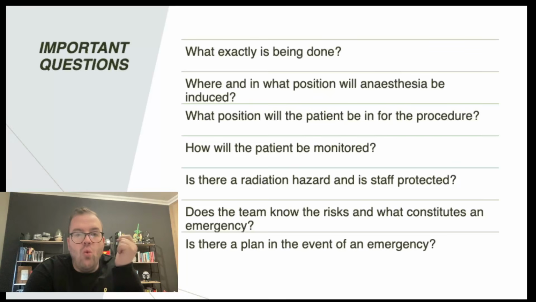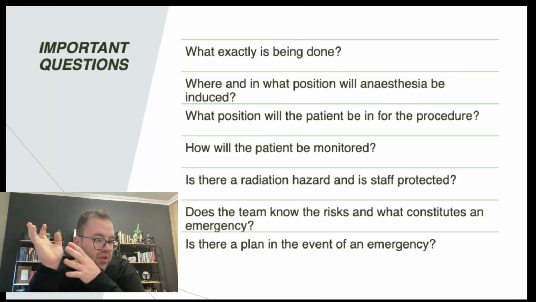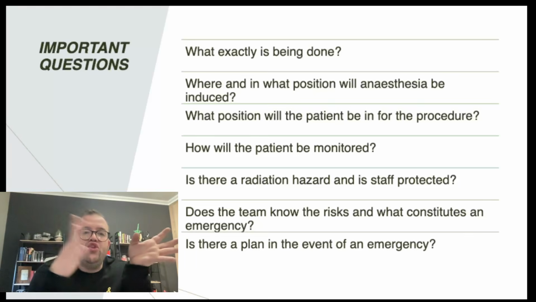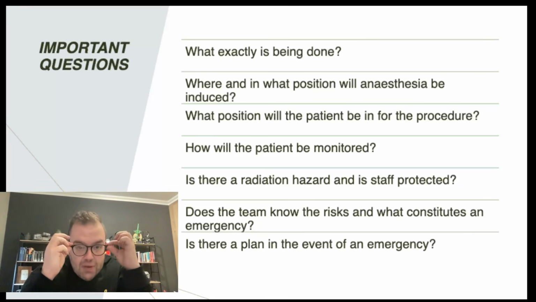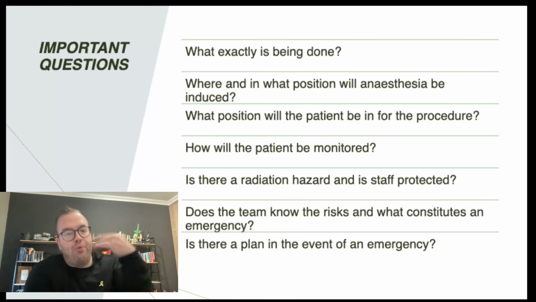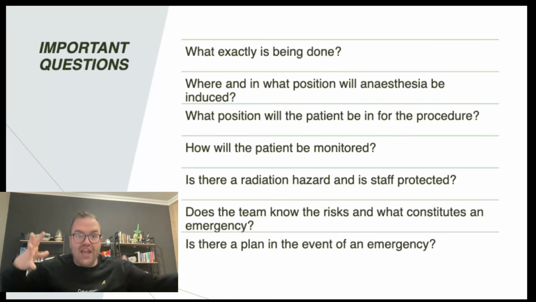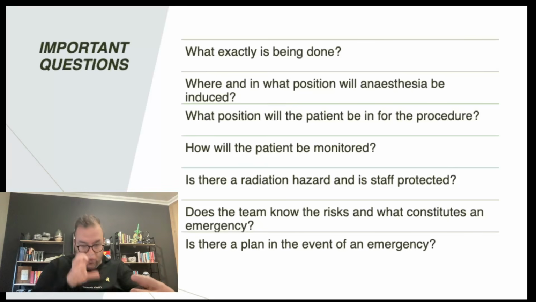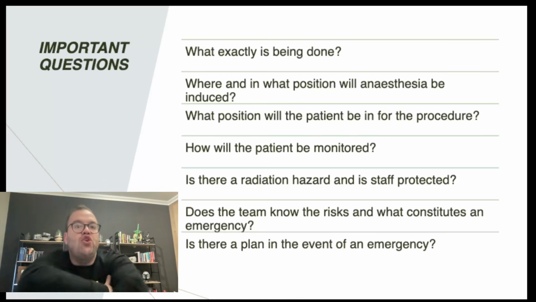Number two, where and in what position will anesthesia be induced? So will it be induced outside, like for example, in the MRI suite maybe? Or will it be induced inside wherever you are? What position will the patient need to be in for the procedure is the third question. And is it prone, lateral, supine? Where is their head in relation to you? Are you up here by the head? Or in some procedures, the head is down there and your anesthetic machine is at the foot of the bed. So you need to know that.